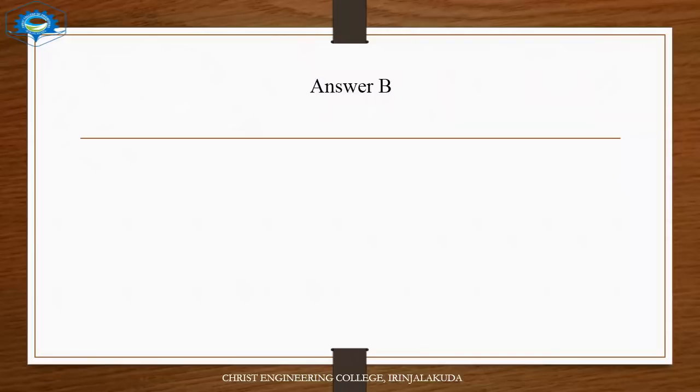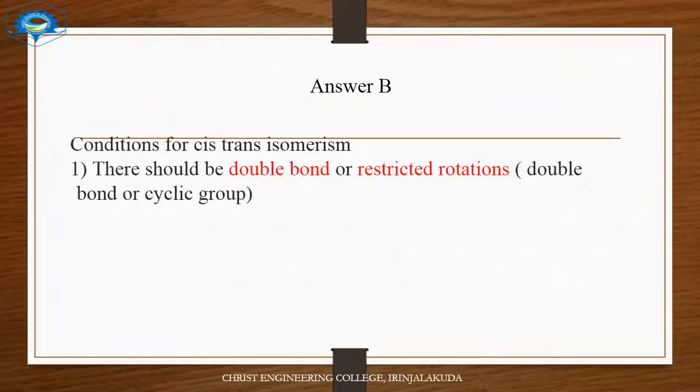So in order to solve this question, you should know the conditions for cis-trans isomerism or geometrical isomerism. First condition, there should be a double bond or restricted rotation. That means it contains a double bond or a cyclic group. Double bonds and cyclic groups have restricted rotation. So the molecule should contain a double bond, or be part of a cyclic group. Then only can we have cis-trans isomerism for that molecule.